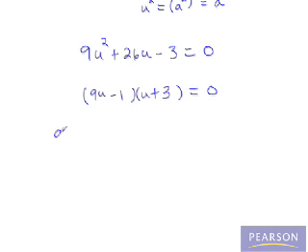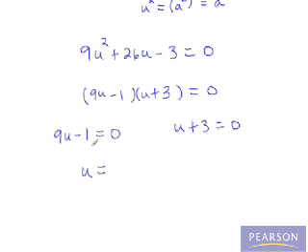Let's set each factor equal to 0. We have 9u minus 1 equals 0, or u plus 3 equals 0. Solving for u, we add 1, divide by 9, u is equal to 1/9, or u is equal to -3. This is not the final answer. We have solved this equation for u.